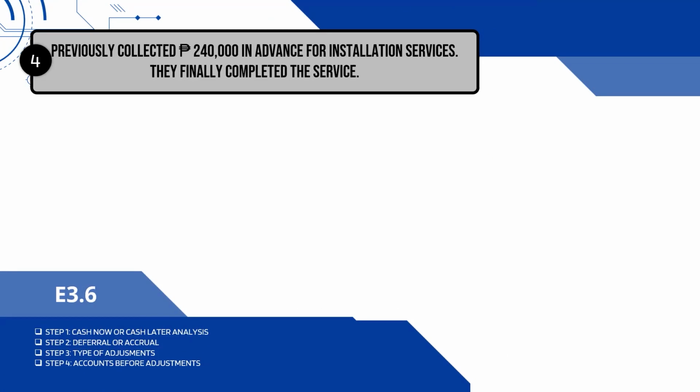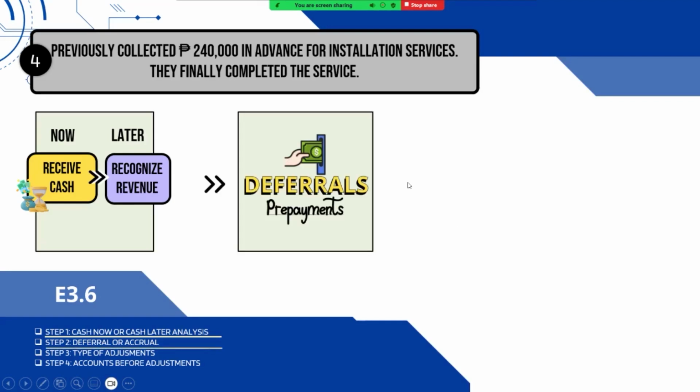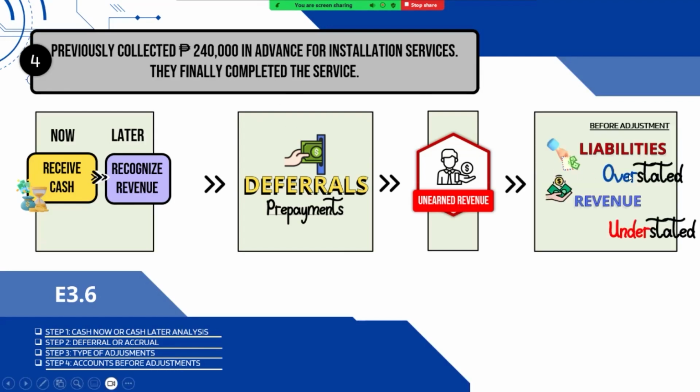So what happened? Step 1, cash now or cash later: we received the cash at the start. So therefore, that would be cash now, and then we'll recognize the revenue later, right? And therefore, this would be an example of a deferral. And what particular deferral? That would be unearned revenue. If we do not recognize that we've already received the revenue, we will have an overstated liability of unearned revenue, because we still treat it as a liability. And we have an understated revenue, right?